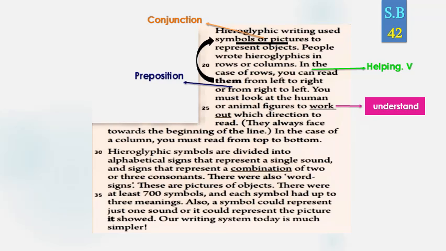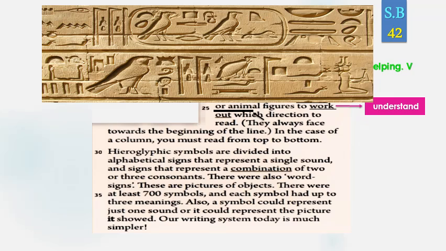So they always face towards the beginning of the line. So here the pronoun "they" refers to human or animal figures. They always face towards, what? The beginning of the line. Like this picture.